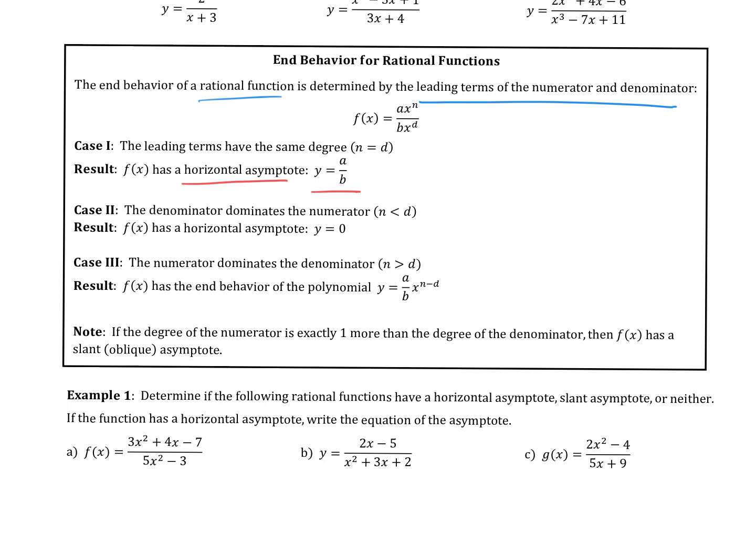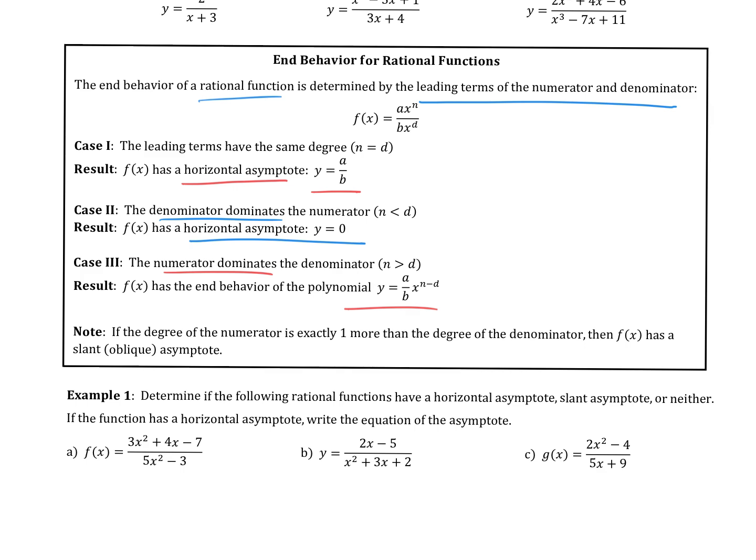Case 2 is if the denominator wins. If the denominator has a higher degree, it wins, and we have a horizontal asymptote at y equals 0. And if the numerator wins, then the end behavior is going to be infinity or negative infinity. We're not going to have a horizontal asymptote. All right. And then Jackson, read our note.